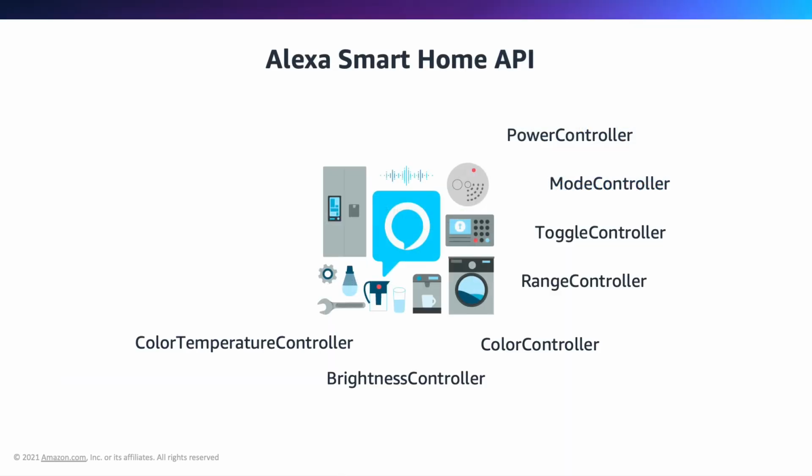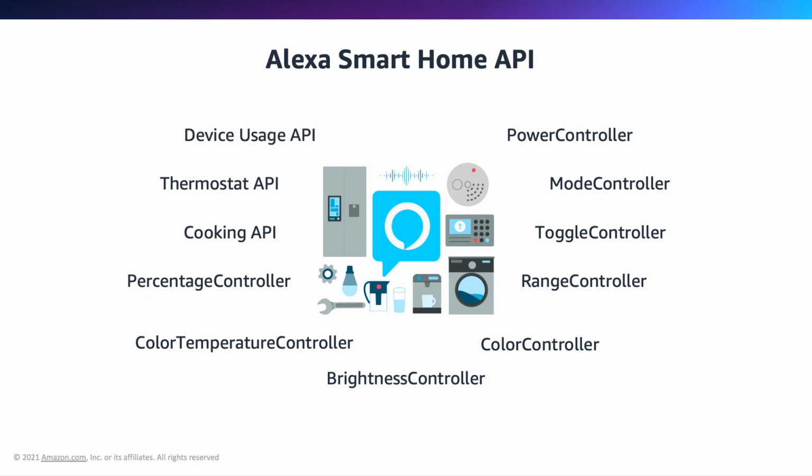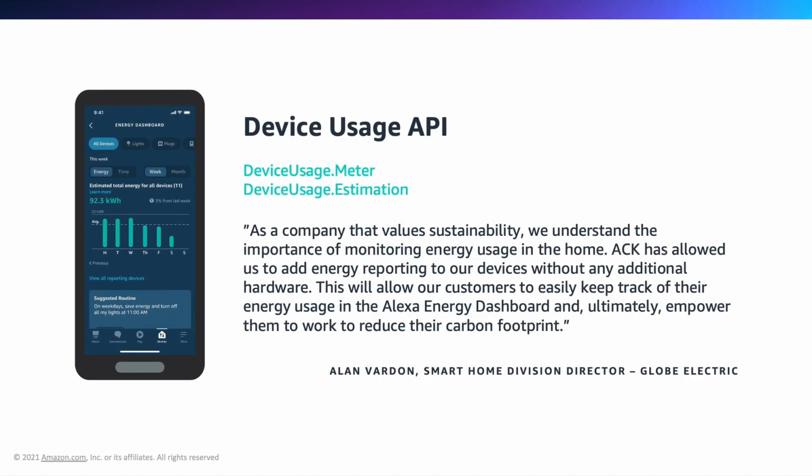ACK natively supports Alexa Smart Home API to describe and control devices. One of the new features on Alexa is a Device Usage API. At the end of 2020, we introduced Alexa Energy Dashboard that helps customers to track the energy of the Alexa connected devices right in the Alexa app. It works with a variety of smart lights, plugs, switches, water heaters, thermostats, and now ACK developers can also use Device Usage API to report power consumption of their ACK-based products.